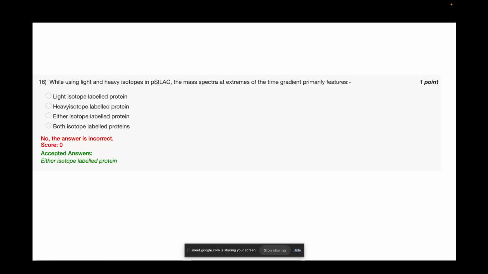No, the answer is it'll be either isotope labeled protein because it's done together, right? So when you are using p-SILAC or any other type of tagging technique, you're taking all of the proteins together and doing the mass spec. So either isotope labeled protein will be in the extremes of the time gradient, because you're taking both of them together. So either can be at either end of the spectrum. So heavy and light, and light and heavy, both these combinations can be possible.